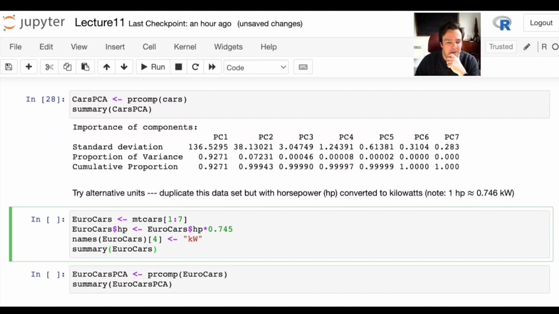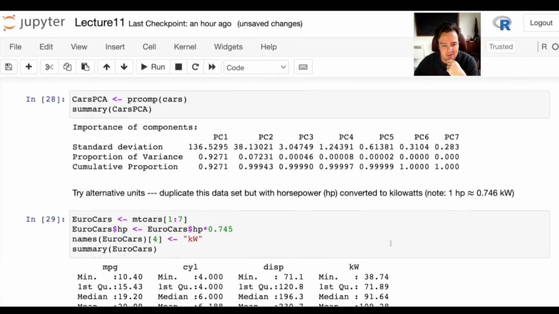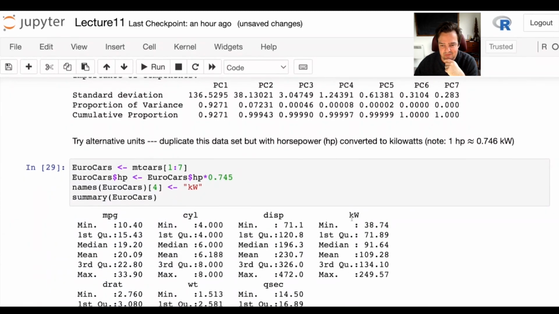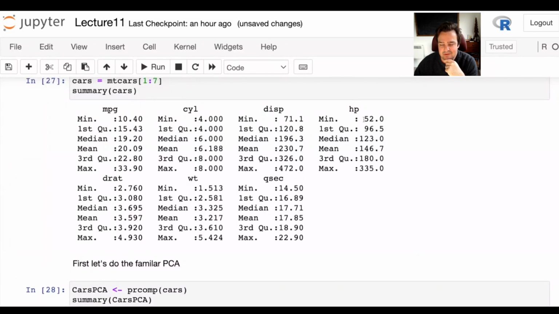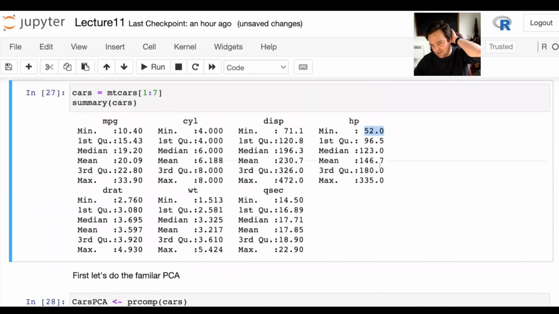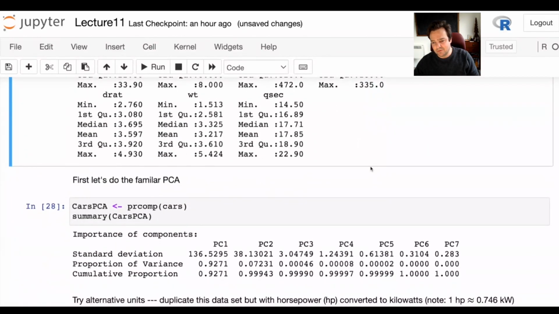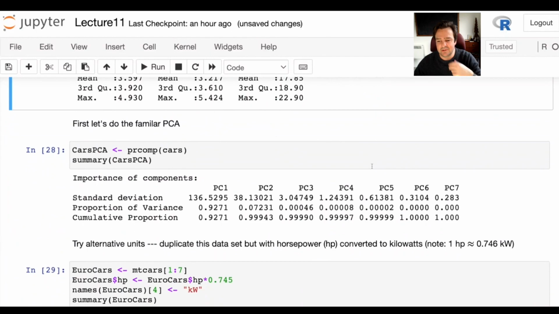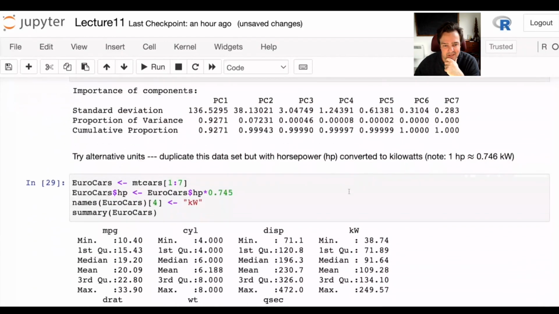Okay, so we're going to make that change, and that's just scaling this column. I'm going to rename the column to kilowatts, just in case anyone wants to look at it. Then we'll look at the summary again, and I see that I successfully did that. The mean is now 38, and it used to be 52. But that's not very different, right? A horsepower is 3/4 of a kilowatt, so this isn't a dramatic change.